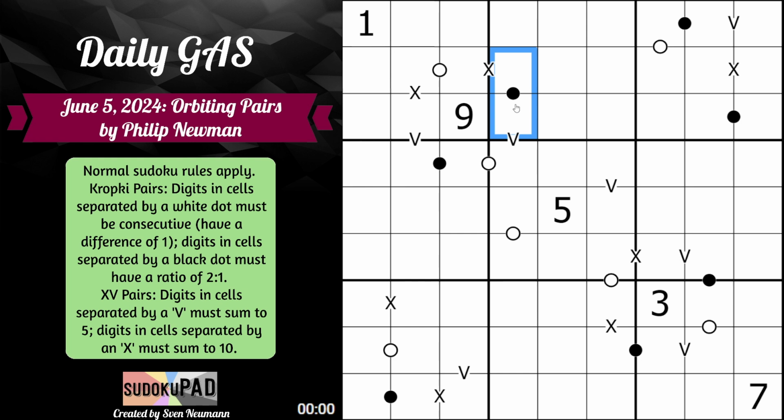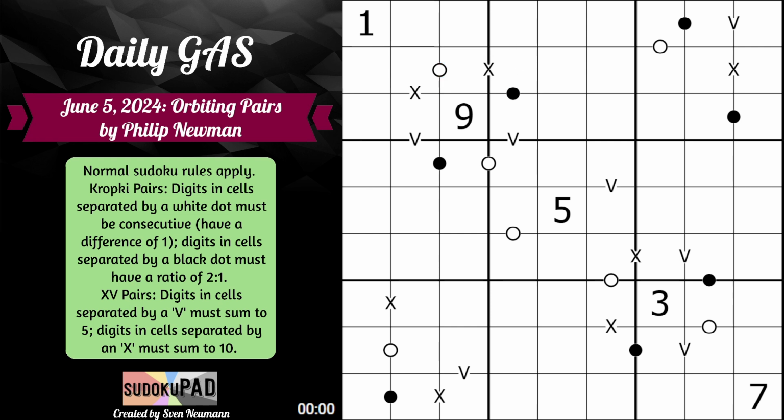Then we have our XV pairs. Digits in cells separated by a V must sum to 5. Digits in cells separated by an X must sum to 10. So V, the Roman numeral for 5, just tells us that these two digits must sum to 5. That would be 1, 4 or 2, 3. And the X, the Roman numeral for 10, tells us that these two cells must add up to 10. So 1, 9, 2, 8, 3, 7, or 4, 6.